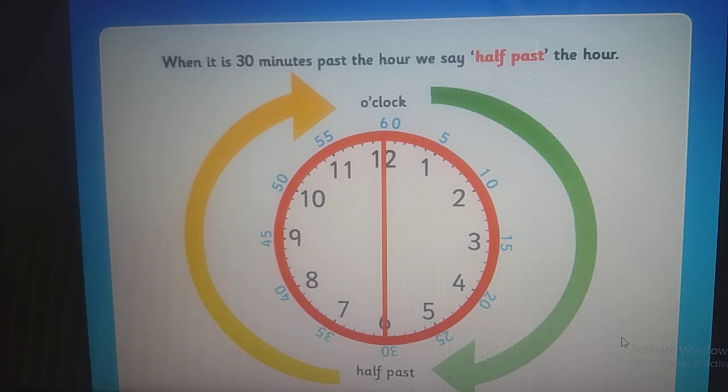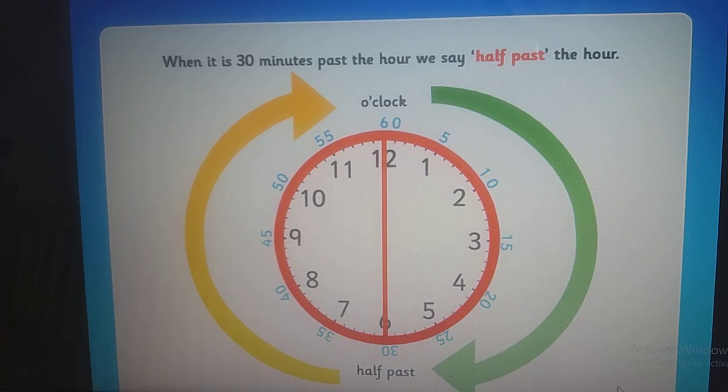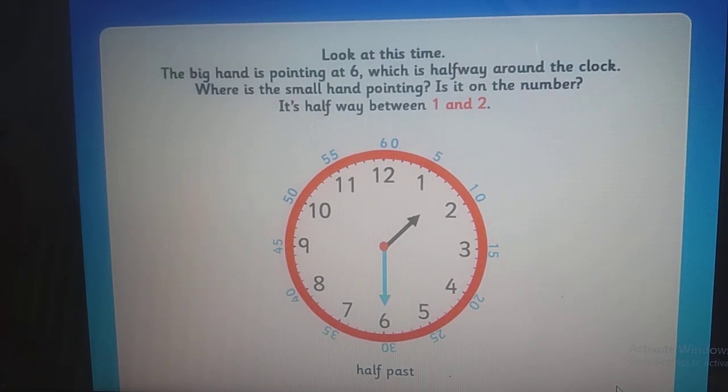When the long hand of the clock is on 12 and the short hand is on 2, it means it is 2 o'clock. But when the long hand is on 30, it means the long hand has covered the distance of half of the clock. So we say half past the hour. Does it make sense? Yes.